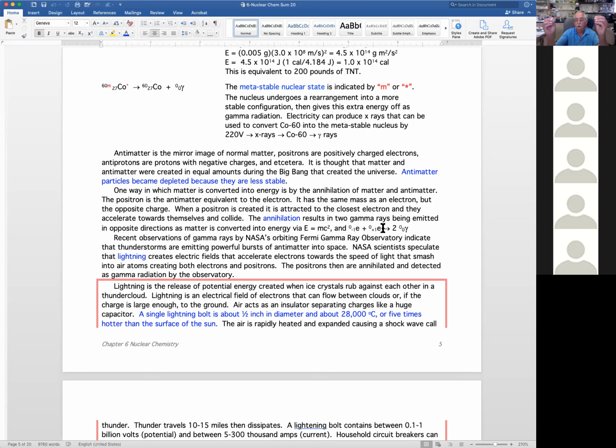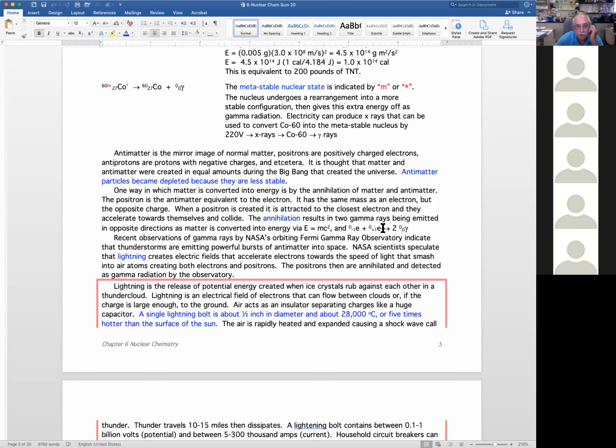So they're this far apart, they have a certain attraction. You move them closer, what happens to the attractive force? It increases dramatically. So essentially, the electron and the positron accelerate into each other, and when they collide, that mass is converted into energy by E equals mc squared. And the result is you get two gamma rays shooting out in opposite directions. So that's another example of how matter and antimatter annihilate one another and get turned into energy.